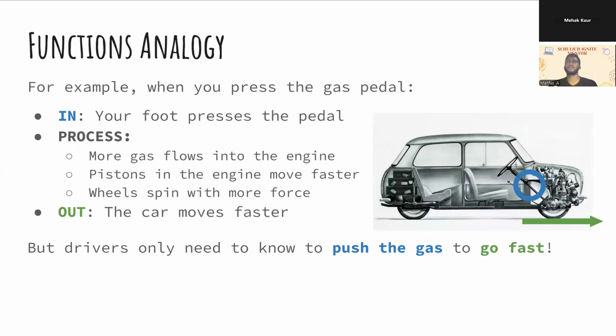So, we're still going to continue with this car example. When you press your gas pedal, your foot presses the pedal. The process is more gas will flow into the engine. The pistons in the engine move faster, and the wheels spin with more force. The output is the car moves faster. But when you click on the gas pedal, because that function has already been pre-created for you, all you have to care about is the input and if you're getting the output that you want. So drivers only need to know to push the gas to go fast.